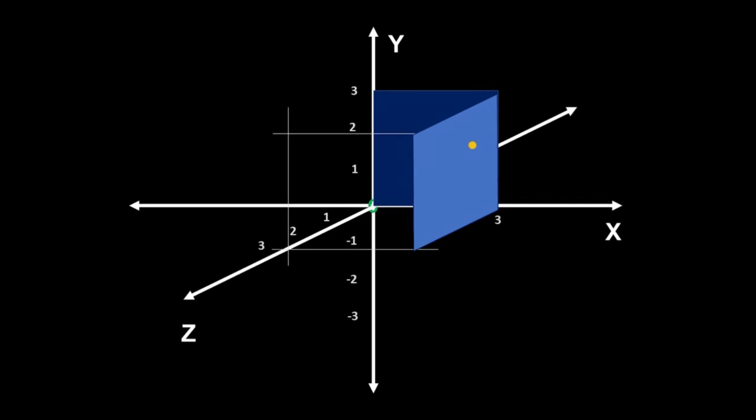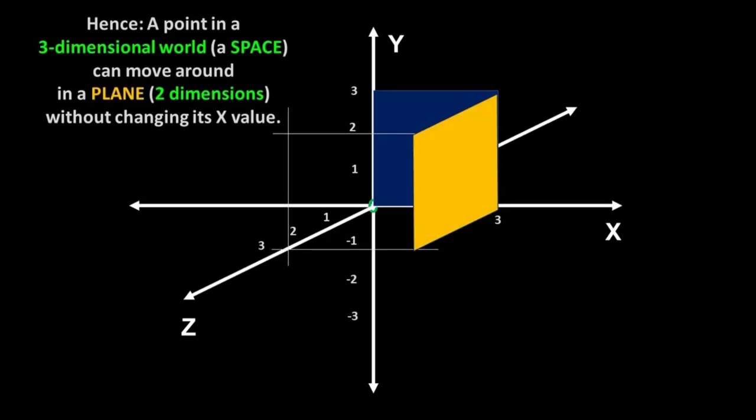If I move it there, its x value is still 3, its y value is 2, and its z value is 1. If I go there, its x value is still 3, its y value is 2, and its z value is 2. Everybody with me? Right. So it can move in that entire yellow plane, keeping its x value constant all the time.